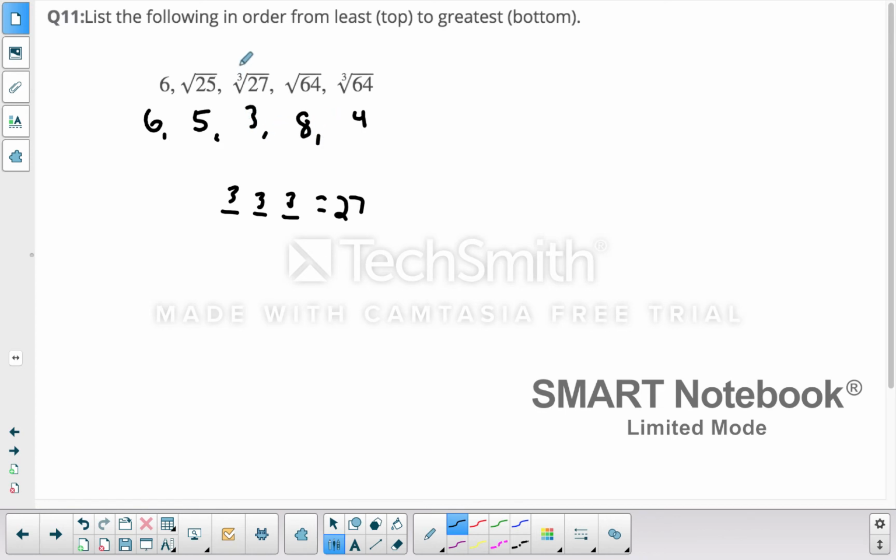So it would be the cube root of 27. That comes first, right? That's the lowest number, 3. The second lowest number is 4. And the third lowest number is 5. And then finally, that would be 4th. And then this would be the biggest number of all.